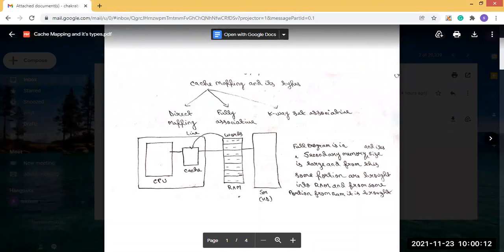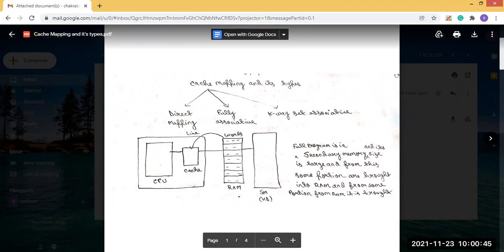Now, in the last class, we saw the topic of pipelining and what hazards occur in the pipeline. So today we will start another topic. This is related to cache mapping, the cache memory that is present in our system, and how the CPU generates an address and how this address is mapped. We will see that.